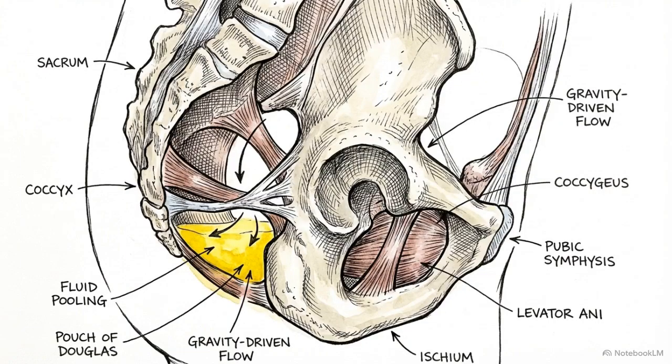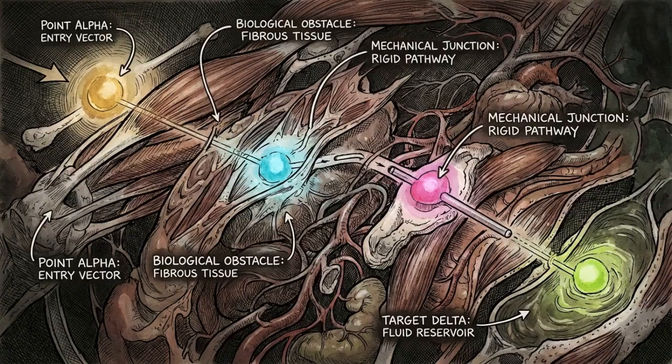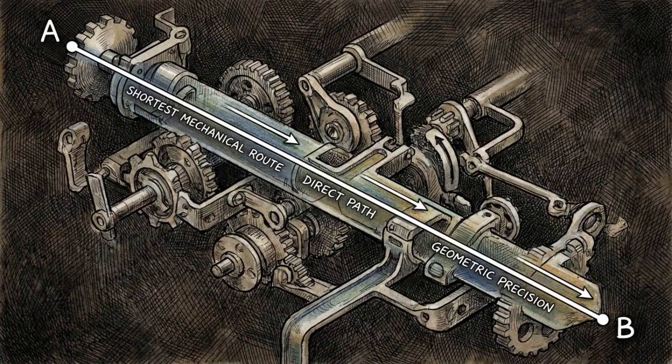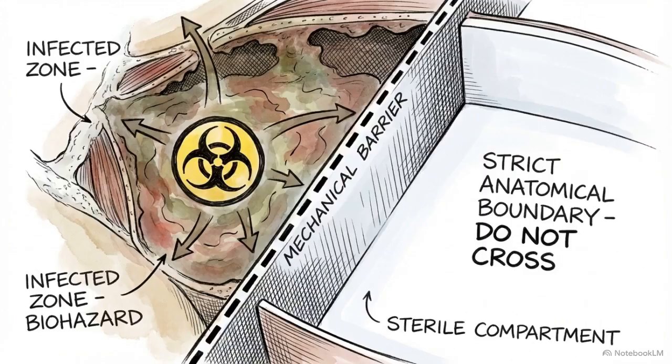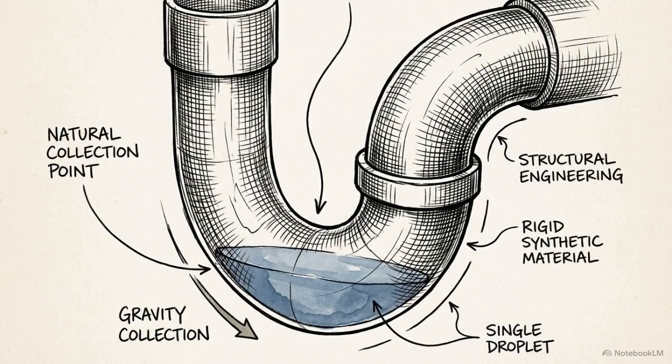Shifting focus to the pelvis introduces a geographic problem. Gravity forces infected fluid to pool in the deepest, most posterior anatomical spaces. Reaching these spaces requires navigating 4 absolute routing rules. Choose the shortest path, avoid vessels and nerves, do not cross sterile anatomical compartments, and ensure the tube rests in a dependent position, the lowest point where fluid naturally collects.